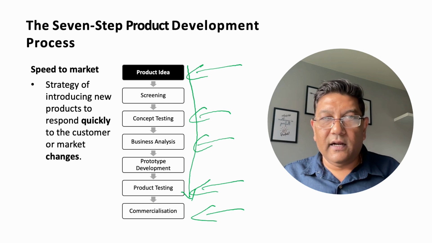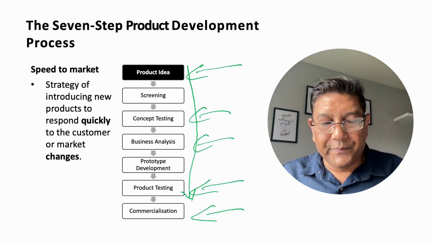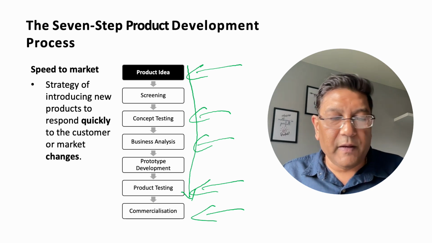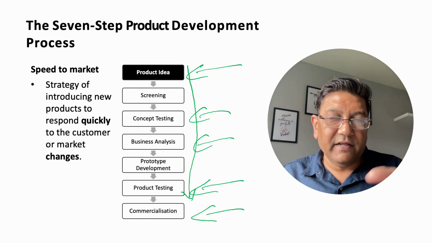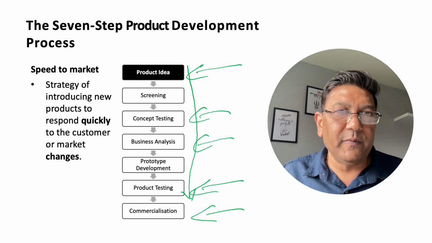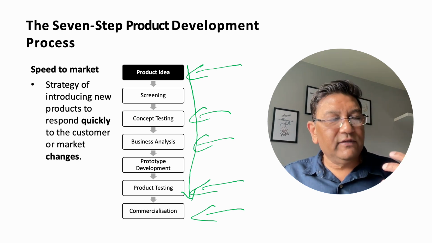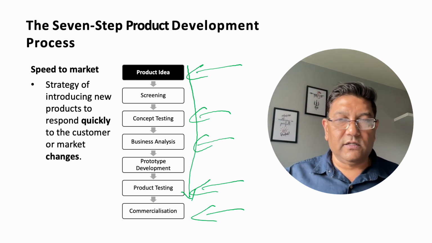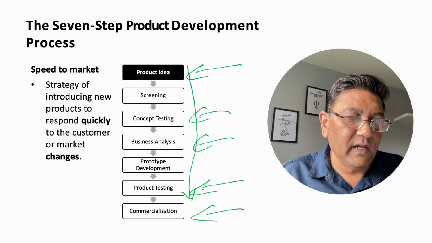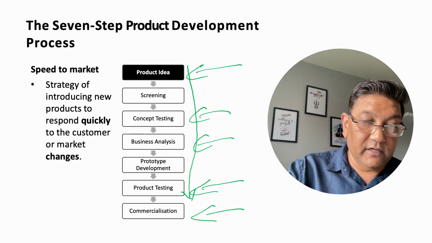For example, let's say Head and Shoulders or Colgate or Pepsi or Coke. They came up with a new drink and they are giving you a free sample can, giving away at the train station, so people can taste it and give them the feedback. If they taste it, they like it, and they will buy it regularly. So that is what marketing people can do as well in commercialization. So these are the 7 stages of product development.